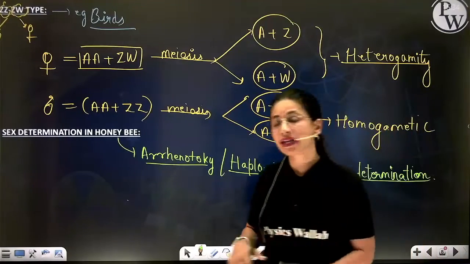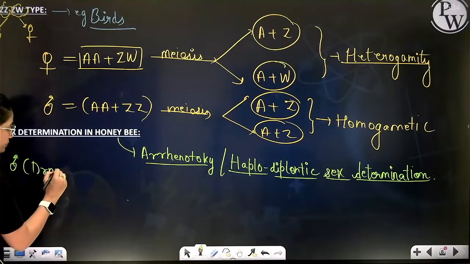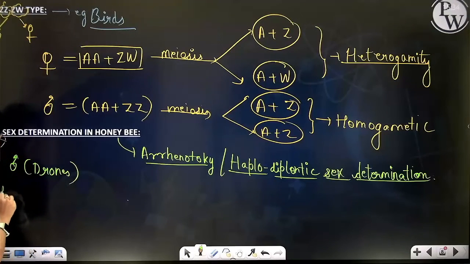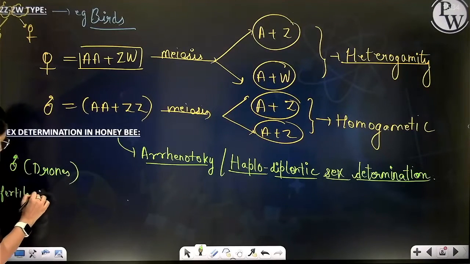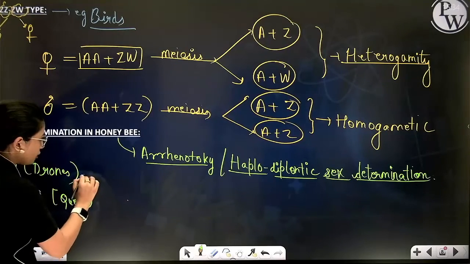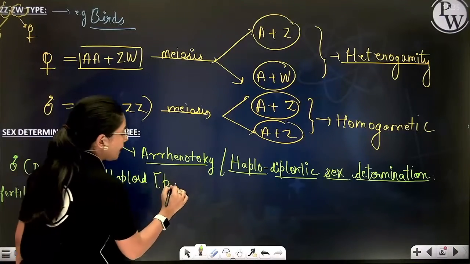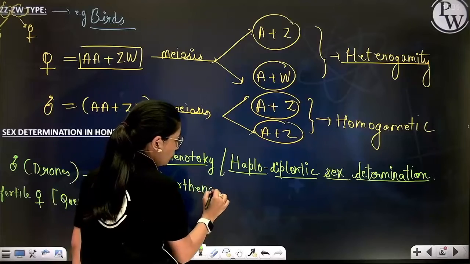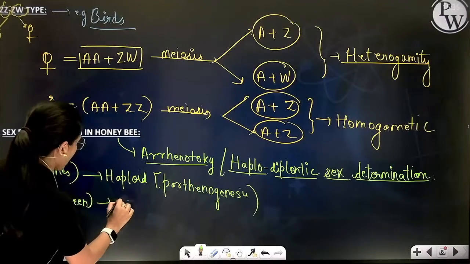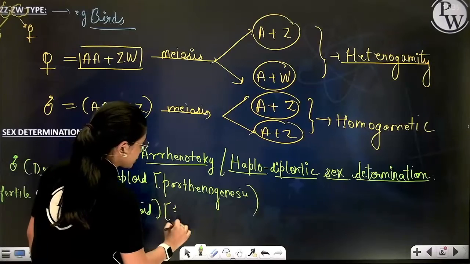What happens in case of honeybee? Male honeybees are known as drones. The fertile female honeybee is known as queen. Drones are haploid organisms which develop by parthenogenesis. I'll show you how. First, let me write it and then I will explain. Whereas females are diploid, which develop by the normal fertilization method.